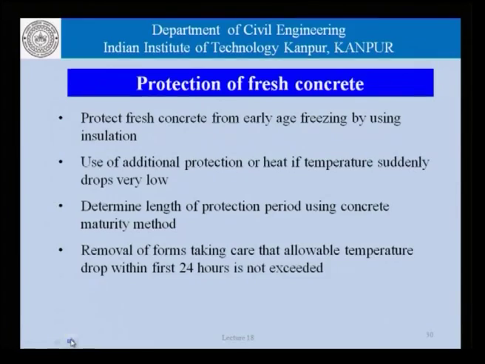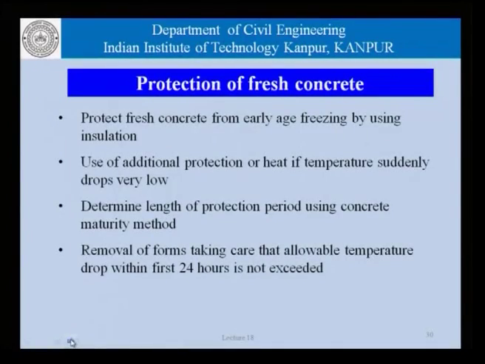It's very clear from our discussion that fresh concrete needs to be protected. It needs to be protected from early age freezing by using insulation. We need to use additional protection or heat if temperature suddenly drops very low. We need to determine or estimate the length of protection period using maturity. Maturity is a concept, as we will see later, which integrates the time and the temperature.